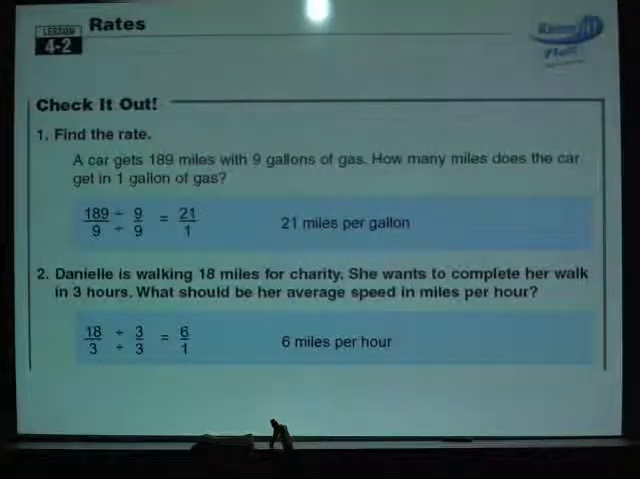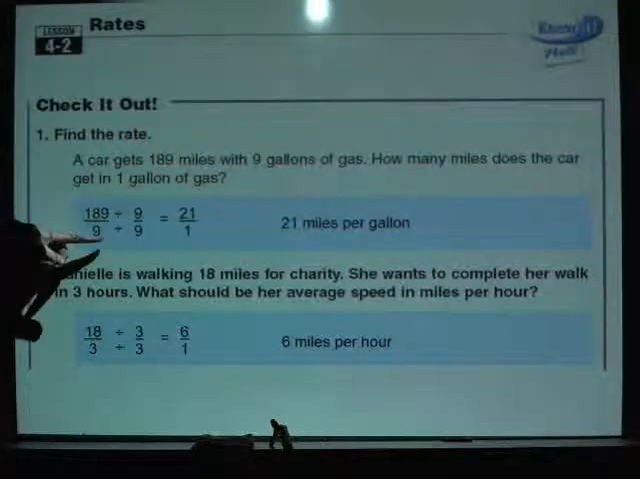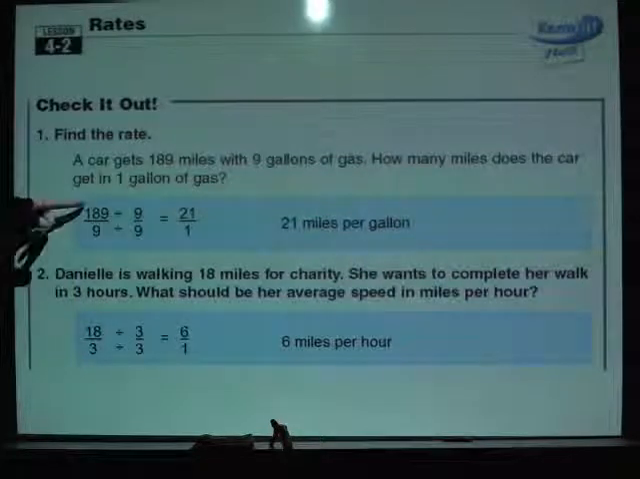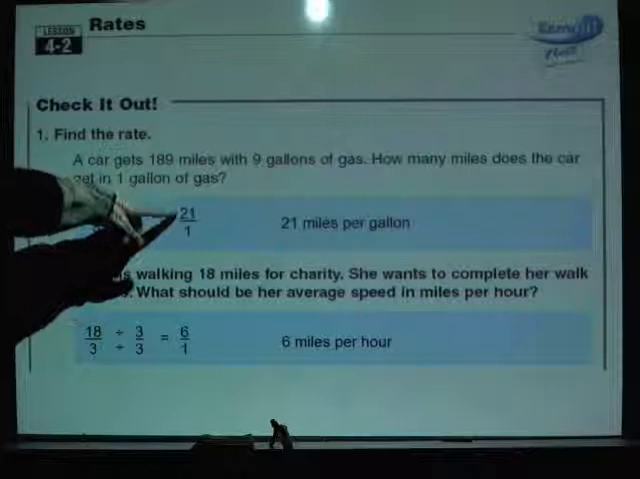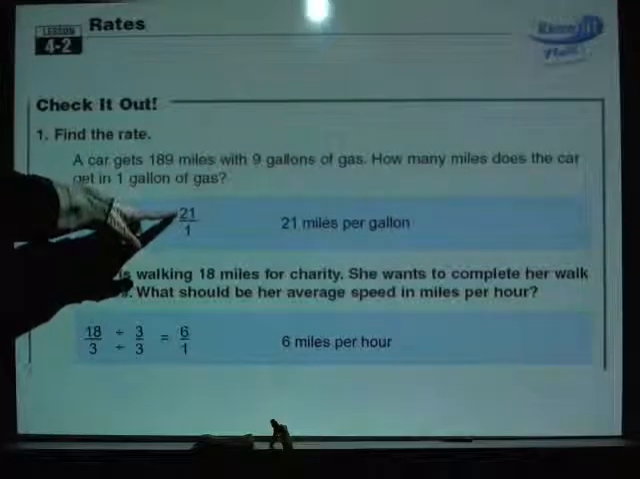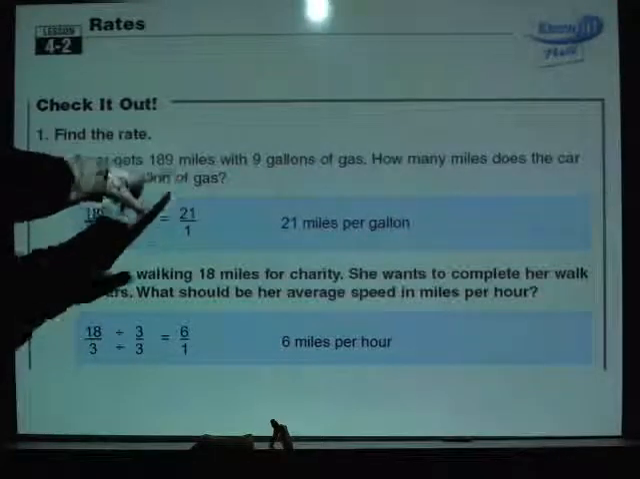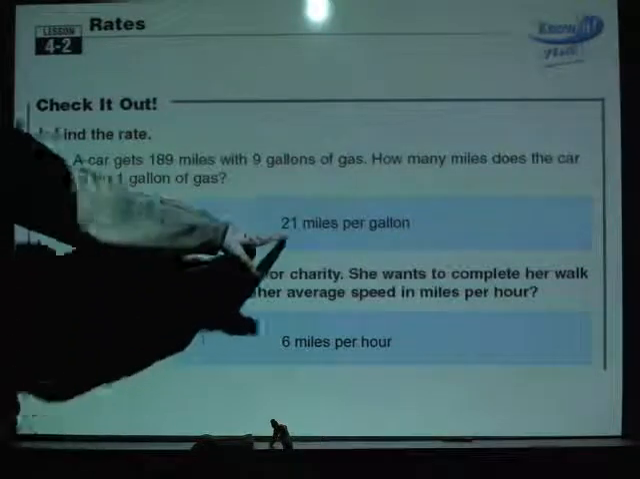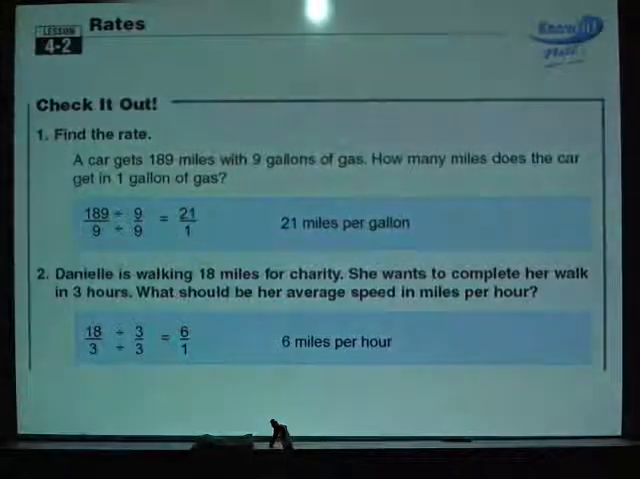So it's 189 miles for 9 gallons. Then we're going to reduce the fraction so that the bottom number becomes a 1. Since the bottom number is 9 here, I'm going to divide both the numerator and denominator by 9. When I take 189 and divide it by 9, I end up with 21, as in 21 miles per gallon. So it's 21 over 1, or I'm getting 21 miles per each gallon of gas.